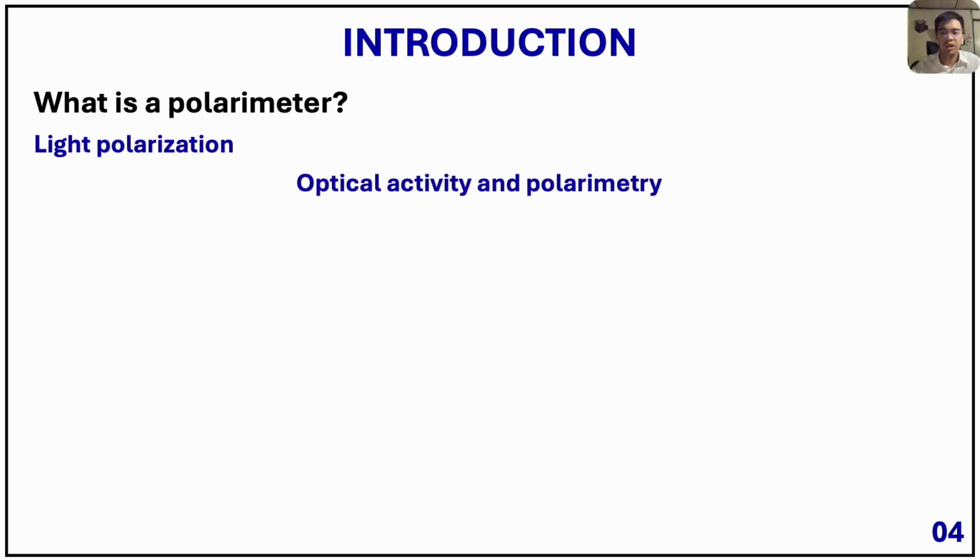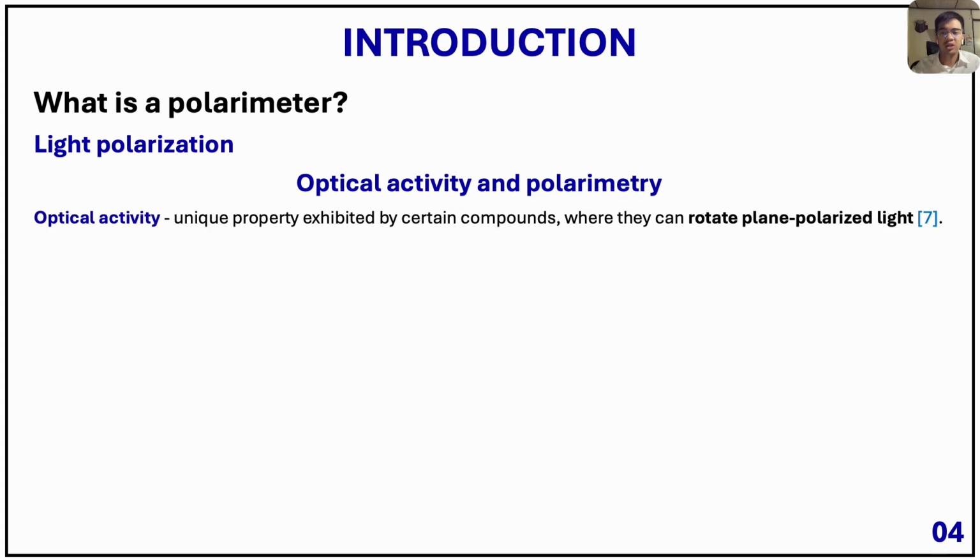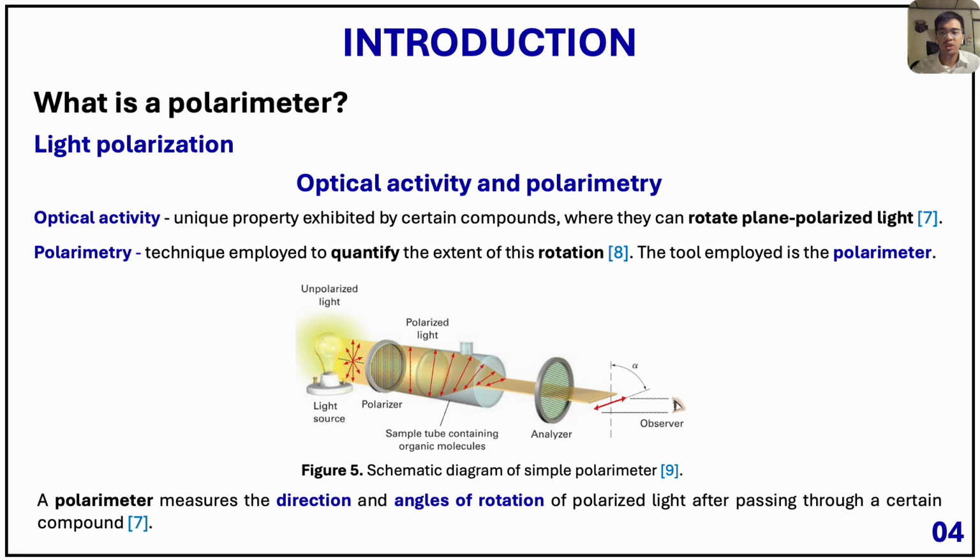One application of polarization is found in organic chemistry through optical activity. Optical activity refers to a unique property exhibited by chiral compounds like ascorbic acid, where they have the ability to rotate plane polarized light. Polarimetry is used to quantify the extent of this rotation. The tool employed for this measurement is called polarimeter.